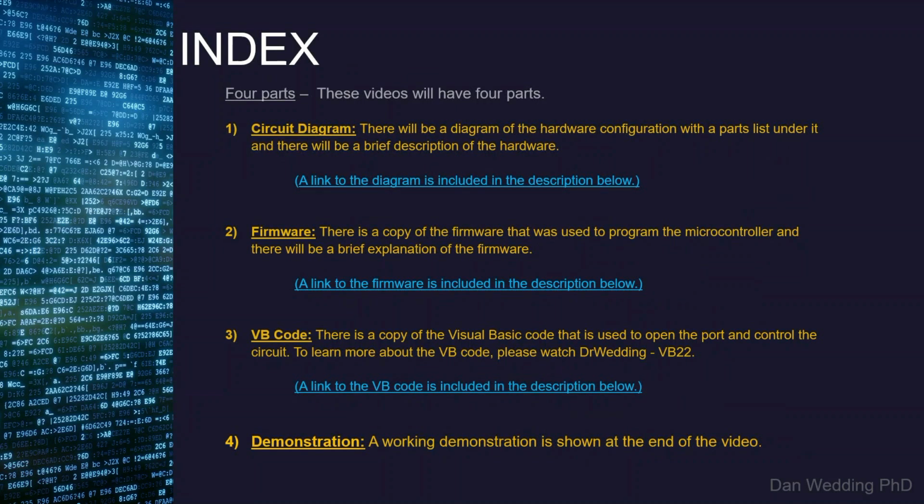These videos will have 4 parts. There will be a diagram of the hardware configuration with a parts list under it, and there will be a brief description of the hardware. There's a copy of the firmware that is used to program the microcontroller, and there will be a brief explanation of the firmware. There's a copy of the Visual Basic code that will be used to open the port and control the circuit. To learn more about the VB code, please watch DrWedding VB22. A working demonstration is shown at the end of the video.